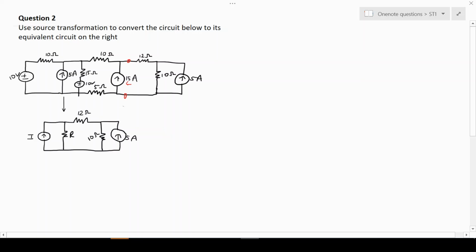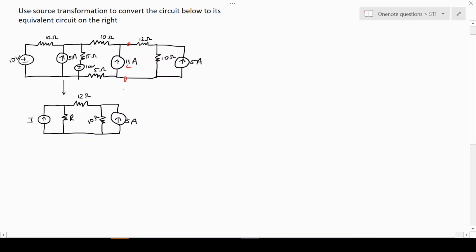So the first thing that we do is to take a look at what are the similarities between the two circuits. You'll notice that everything to the right of these terminal points is exactly identical. There's the 12, the 10, and the 5. So this tells us that we then need to simplify the whole circuit to the left of the red terminals and convert that to a current source and one resistor.